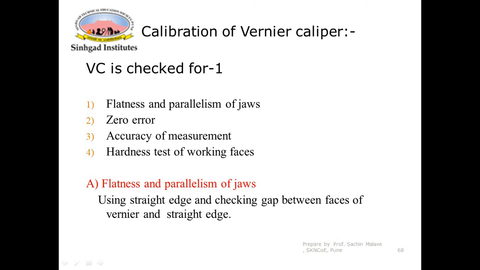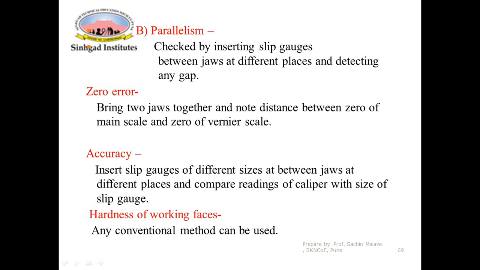Then, accuracy of the measurement, the third element, how to check. It is very easy to check. Accuracy means we have to ensure that whatever reading you are taking is correct or not. So how to check that? You have to just insert slip gauges of different sizes between the jaws and compare the readings of the caliper with the size of the slip gauge.